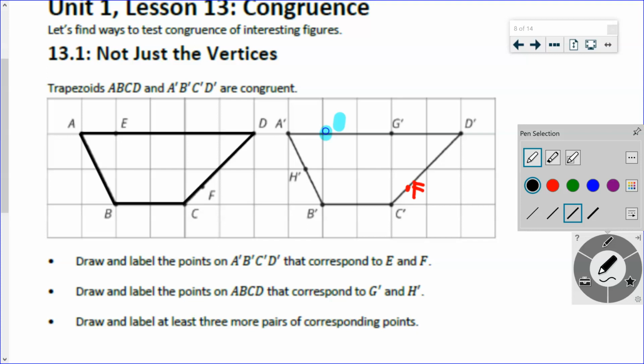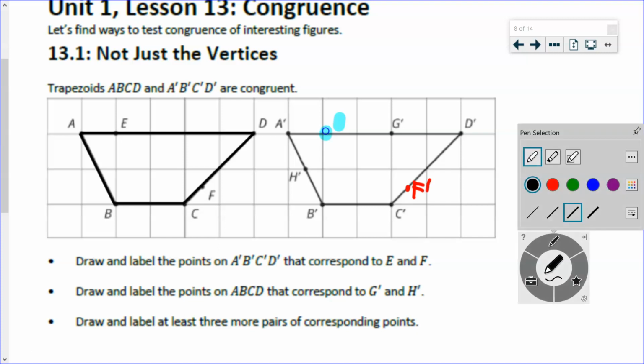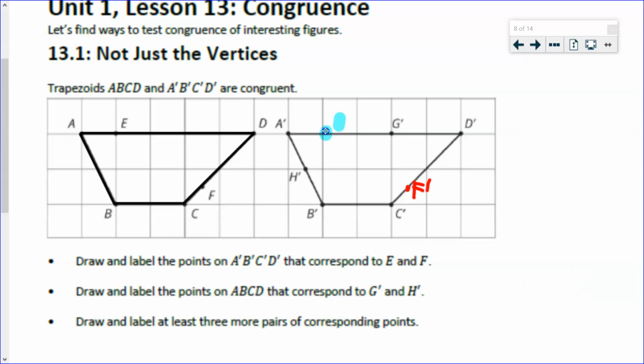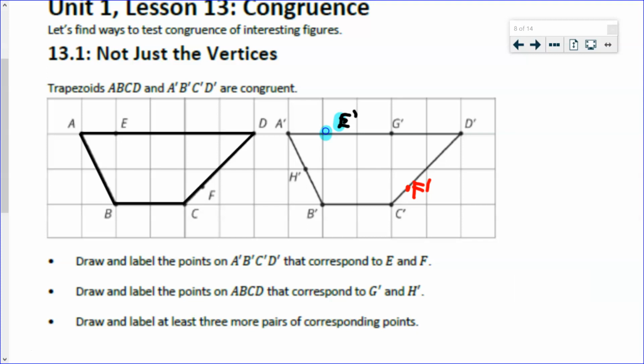Oh, careful, it's not F though, Cole. What is it going to be called? F prime. There you go. And see if you can label that one for us now, Lucas, if it'll work. E prime. Beautiful. Okay, now what about G prime and H prime? Where would those be in the original figure? Tyson and Callista.